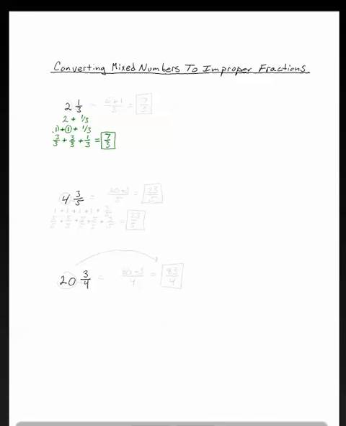Moving on to the next one, it says 4 3/5. Well, 4 I can write as 1 plus 1 plus 1 plus 1. 1 plus 1 plus 1 plus 1 is 4. Plus my fraction portion, 3/5.